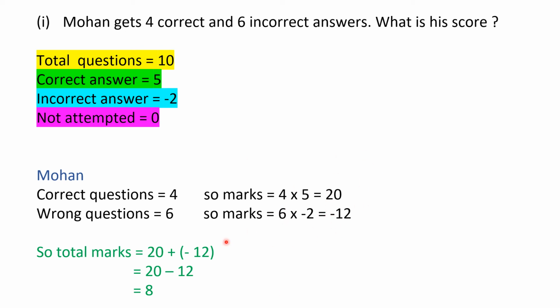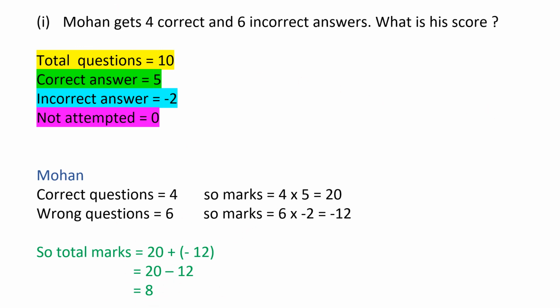So this is where you use the concept of multiplication in these kinds of questions. 5 into 4, 20; 6 into minus 2, minus 12. Minus into plus, minus, right? So 6 into 2, minus 12. Now the total marks will be this mark plus this mark. Marks 1 plus marks 2 will be the total mark. So you add them: 20 plus minus 12. Plus minus is minus, so 20 minus 12 is 8. So Mohan's total mark is 8 marks.